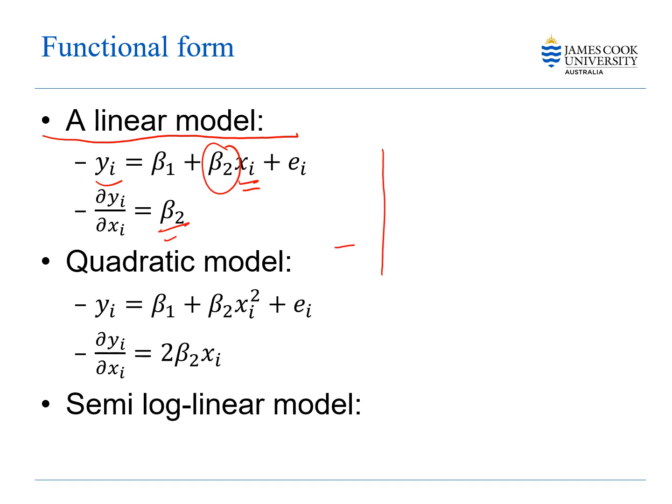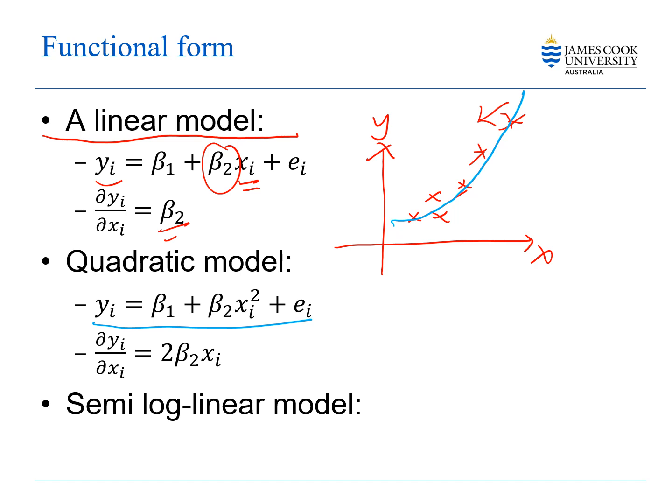So for example, if our data look like this, then a quadratic function like this might be a better fit. And so here x is x raised to the power 2. That's why it is called quadratic functions. And now the marginal impact of x on y is, differentiate y with respect to x, we get, bring the power down, 2 beta 2 times xi. So now the slope, the marginal impact, really also depends on x, the income levels. So that's a quadratic model.